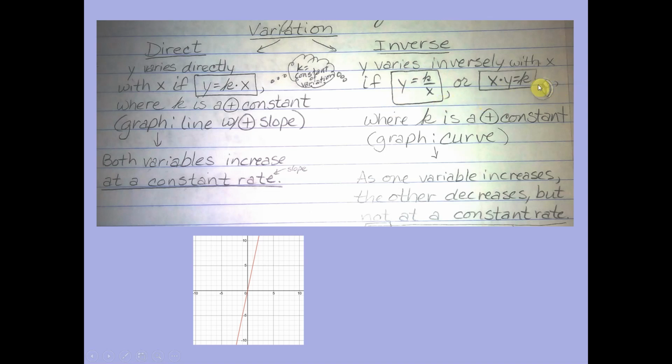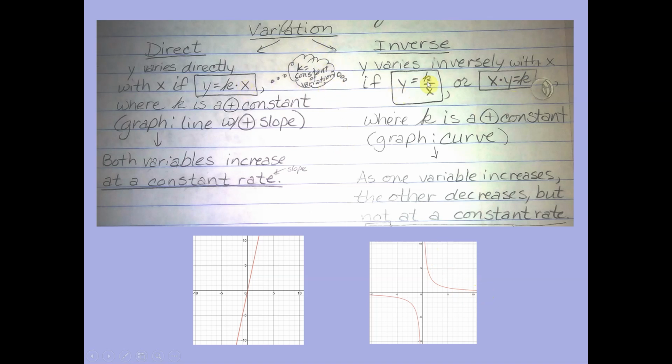But, and this is, by the way, the hole in my notebook paper, in case you're wondering what that bizarre spot is. Like in the warm-up, if you multiply, then you get x times y is k. And for inverse variation, k is also a positive constant, and this time the graph is a curve. Now, as one variable increases, in quadrant 1, as we go left to right, the other decreases, but not at a constant rate. So it does not have a slope, but it does have a curve. And the shape of the curve depends on what this value for k is. So k is called the constant of variation.